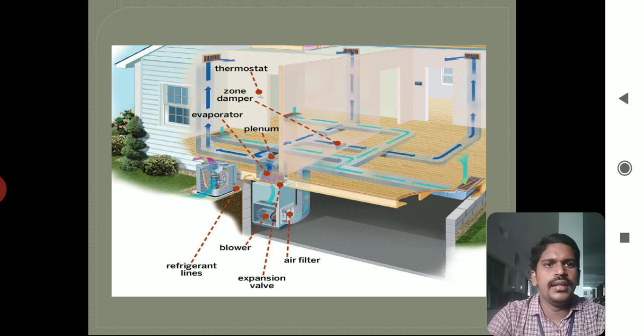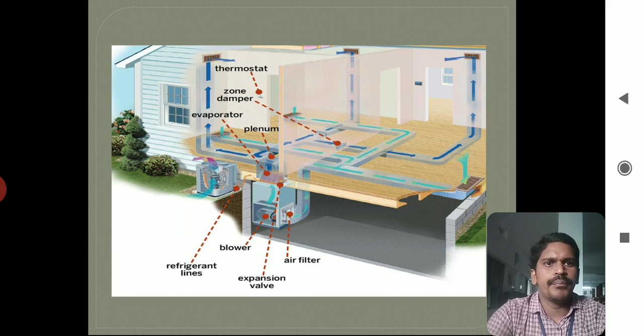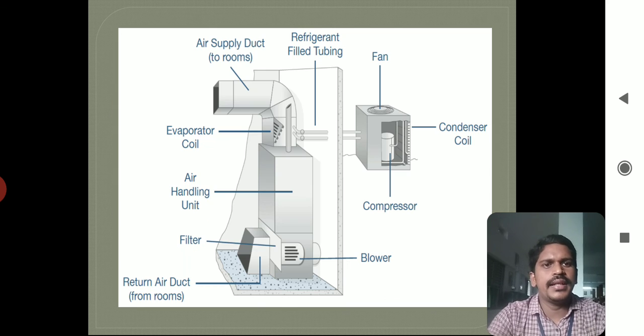Look at the units we have to use in the central air conditioning system: evaporator and thermostat, zone damper and boiler, air filter, expansion valve, and refrigerant lines. They are the different types of units you have to use in a central air conditioning system.